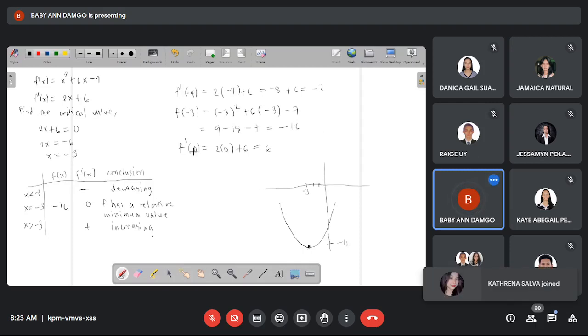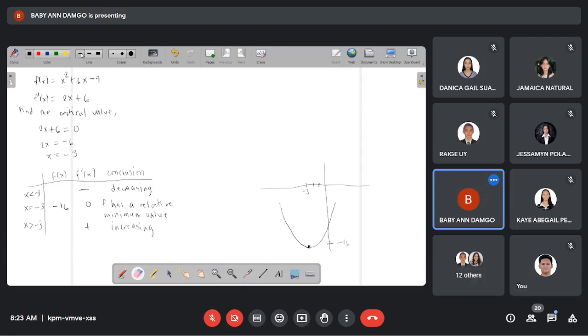Next, we need to find where it intersects the y-axis or the x-axis. So for the y-axis, we let x be 0. So we have f of x is equal to 0 squared plus 6 times 0 minus 7. So this is negative 7. We will just assume this is negative 7.